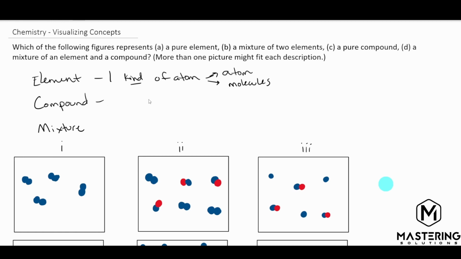Then with a compound, what we have is two or more kinds of atoms bound tightly into little molecules. And then a mixture contains more than one kind of atom that are not bound into molecules like a compound.